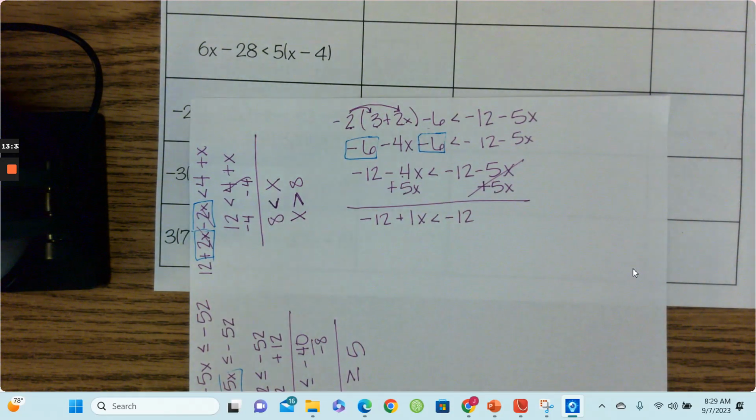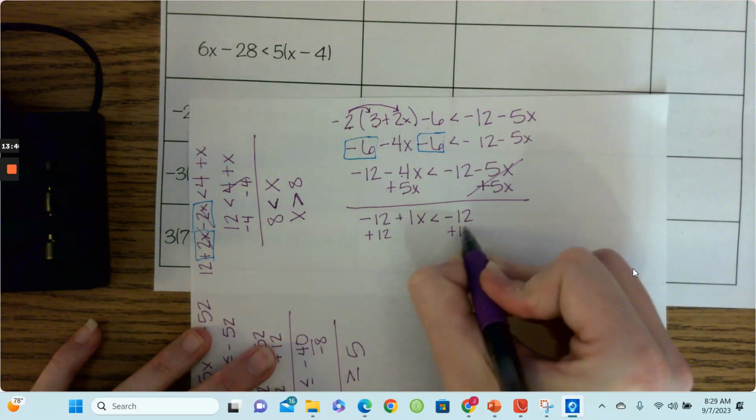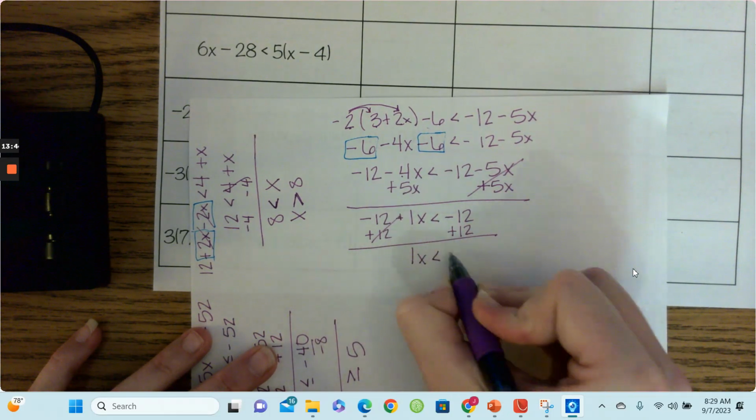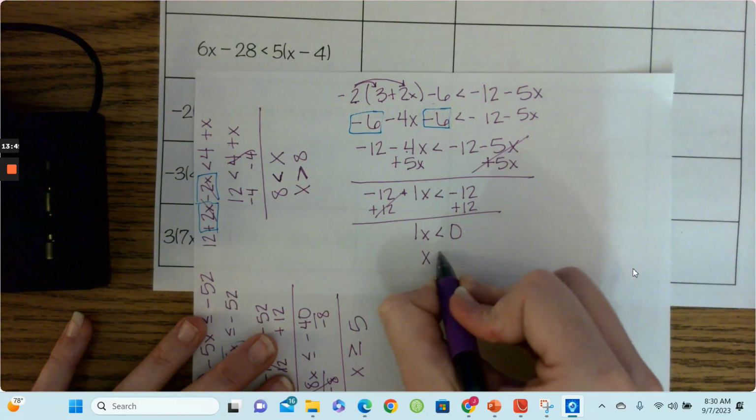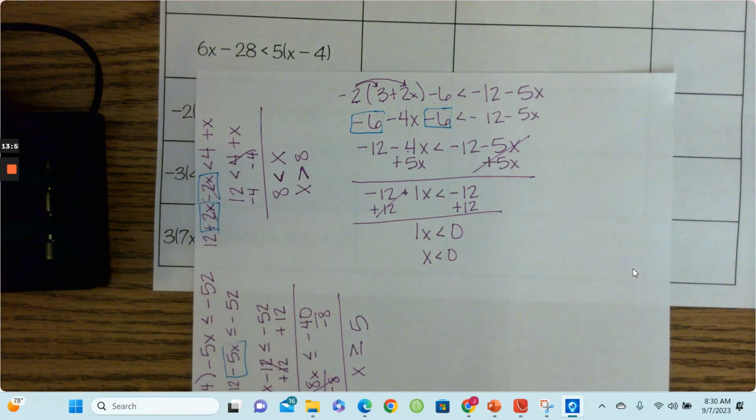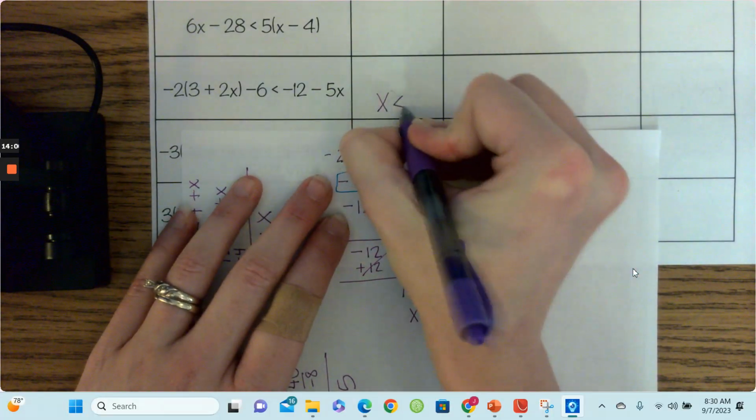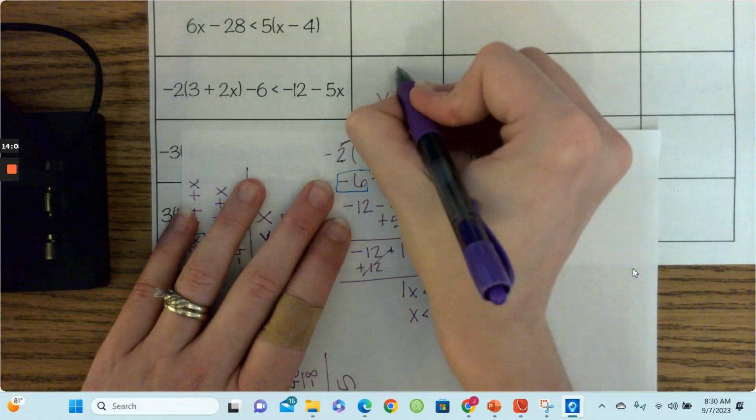All right, what's my next step here? Add 12. What happens when we add a positive 12 to a negative 12? They cancel to a 0. So now is when I can get rid of that 1. That is an answer. X can be less than 0. So this is the first less than that we've had. Which one is it? G.